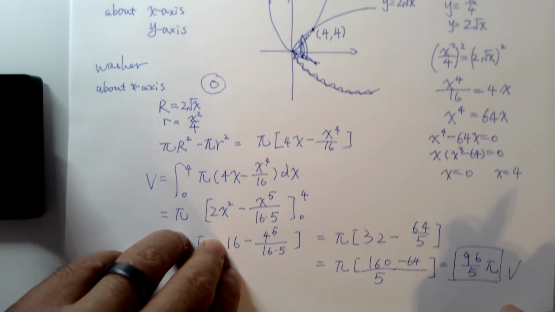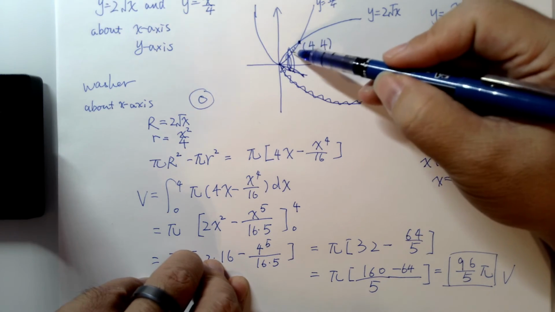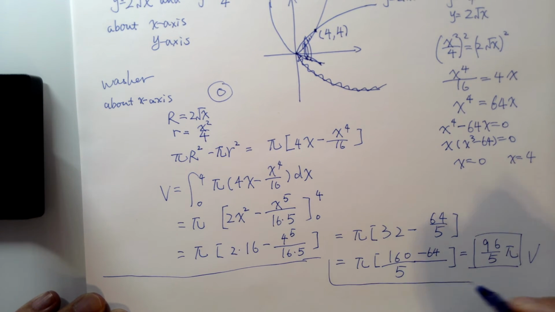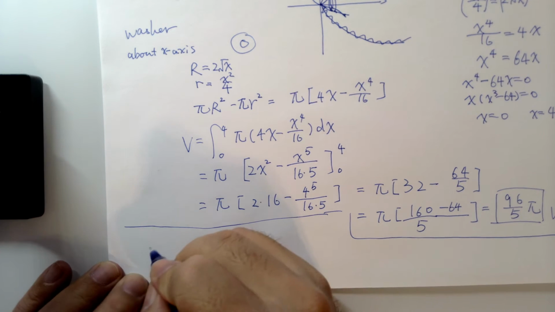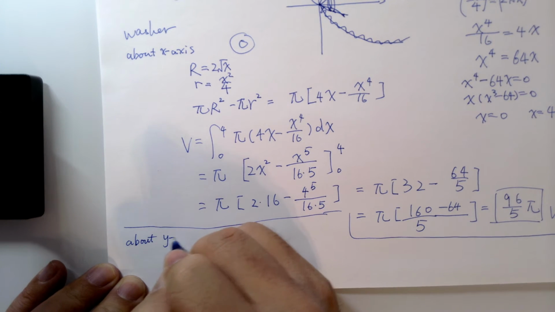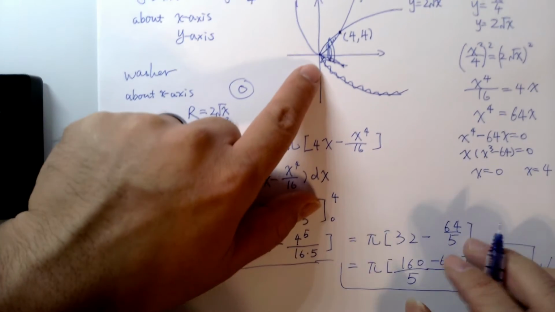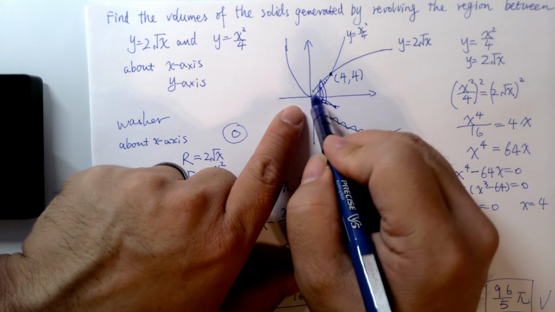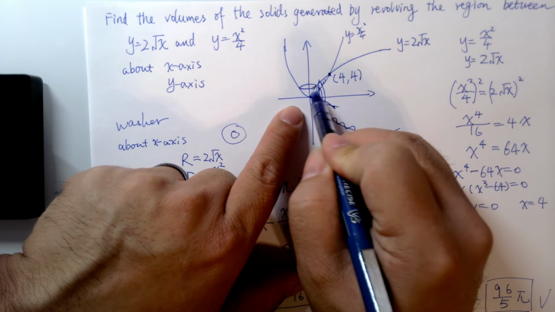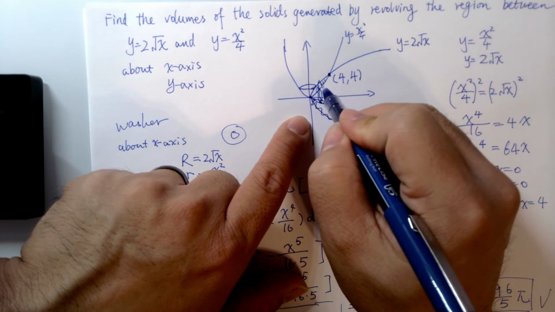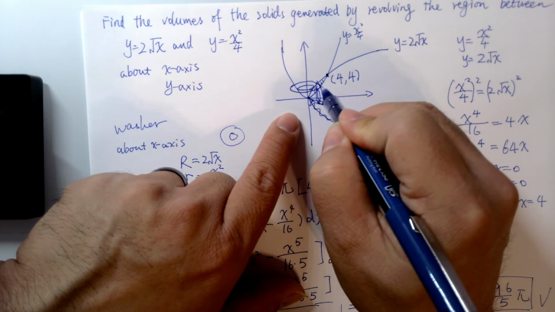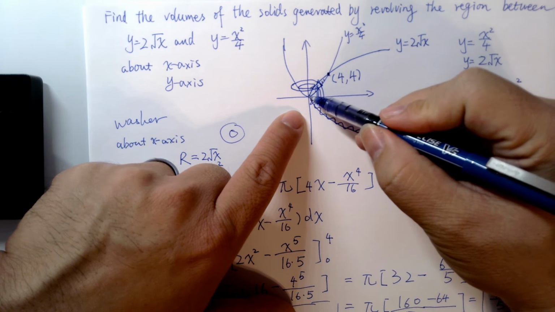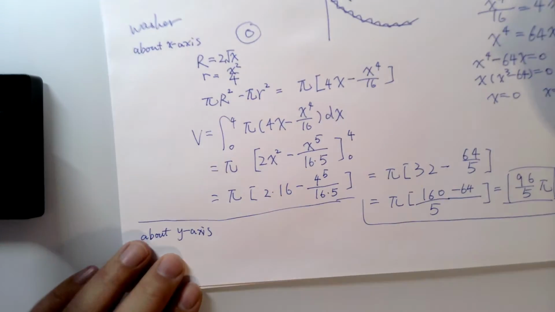If we try to do revolving about the y-axis, okay, so I can set it up, and then you can solve this integral by yourself. If it's about the y-axis, noticing that we can still do the washer method, but the cross section, as you can see, is going to be something like this, right? And our y is going to be from 0 to 4.